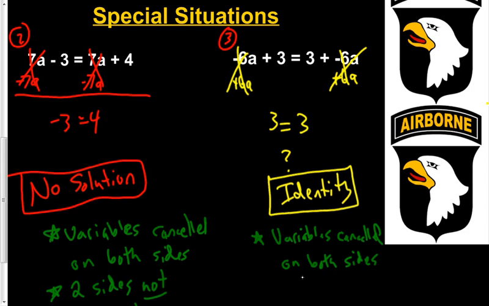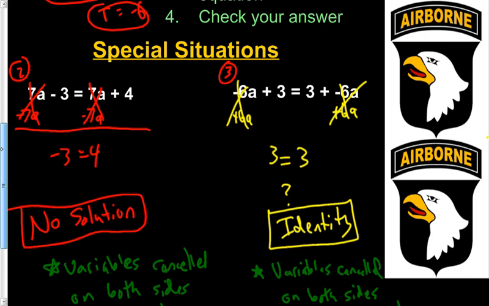And this time the two sides are equal. That's an identity. So these are three different types of equations with variables on both sides.